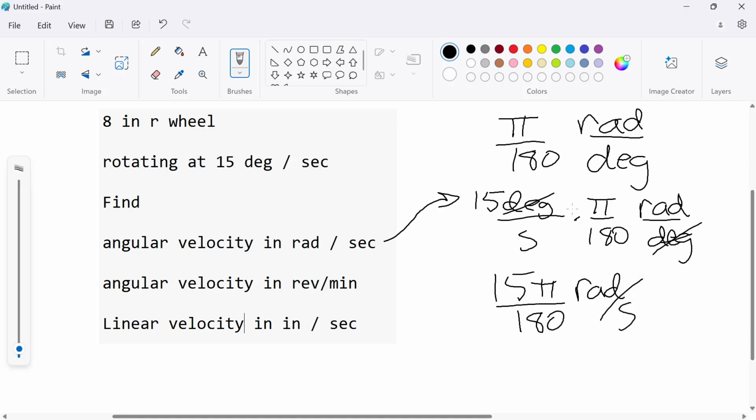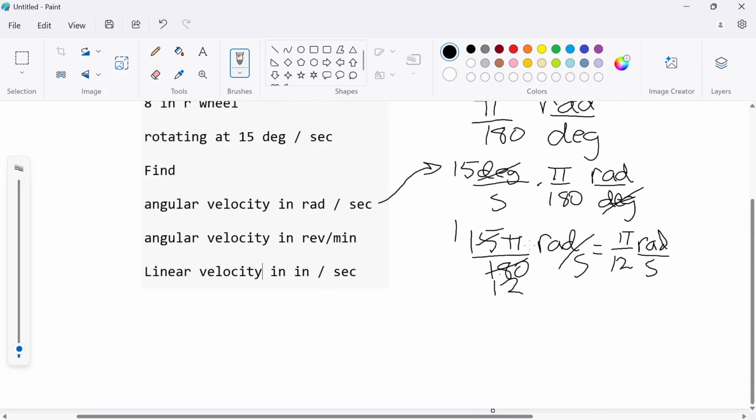And what is 15 divided by 180? 15 goes into 15 once. 15 goes into 180 12 times. So that equals pi over 12 radians per second. That's the angular velocity in radians per second.